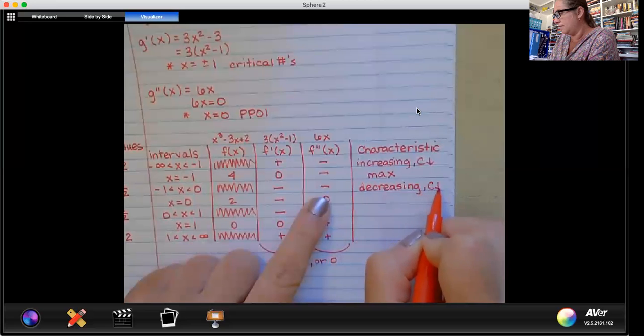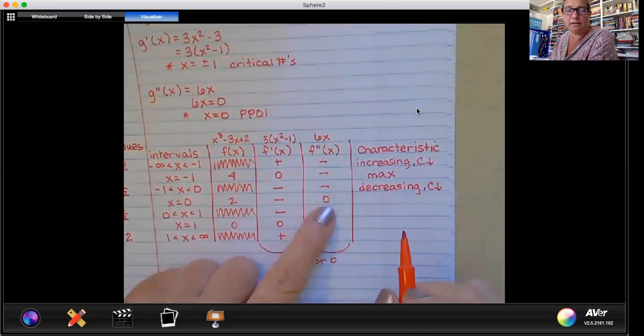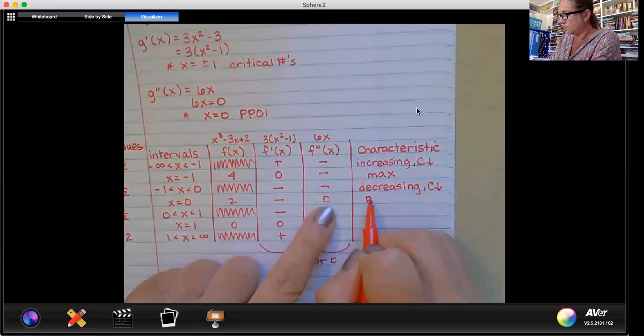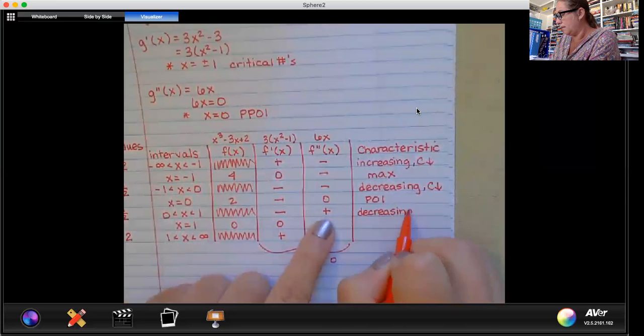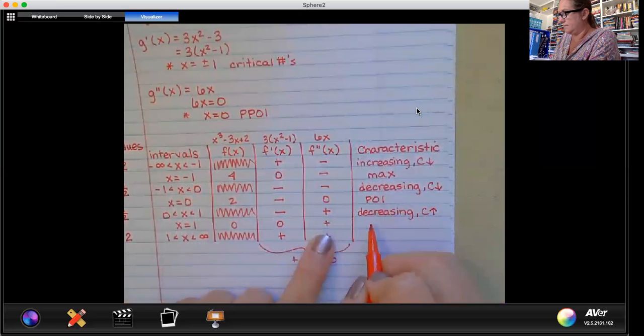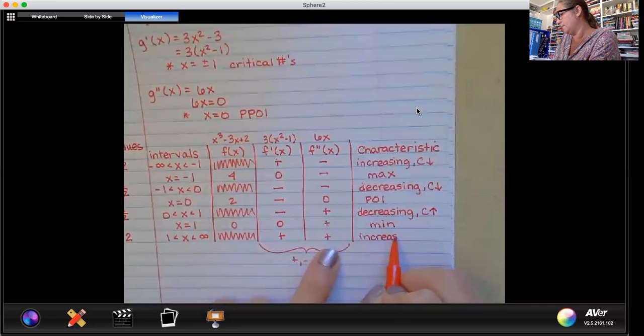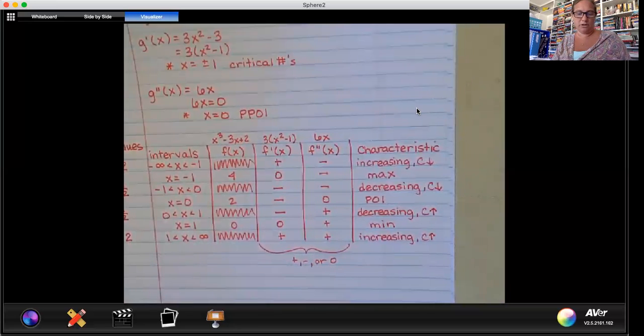Remember that chart at the very beginning when I showed you what these look like. If f prime is negative and f double prime is 0, this is a point of inflection, which you should see when we do our characteristic here. This is decreasing, concave up. Notice the change in concavity. 0 and positive is a minimum, and positive is increasing, concave up. And if you're creating this chart, you can think of your own abbreviations to help you do your graph.